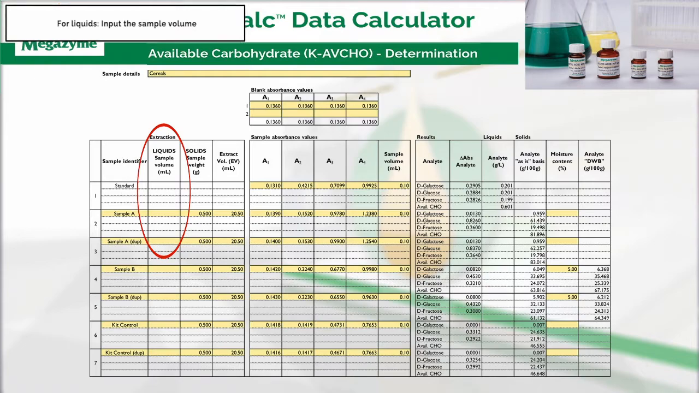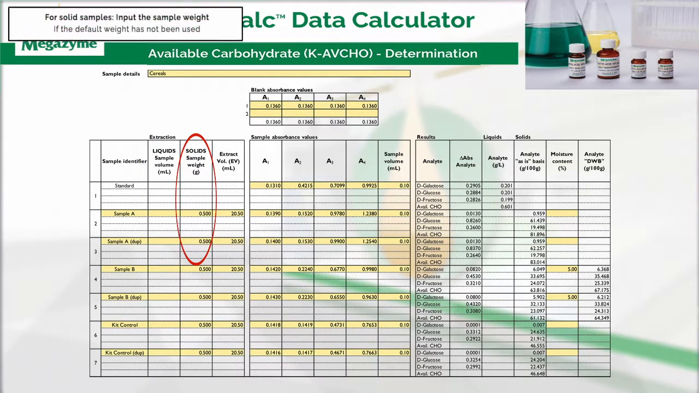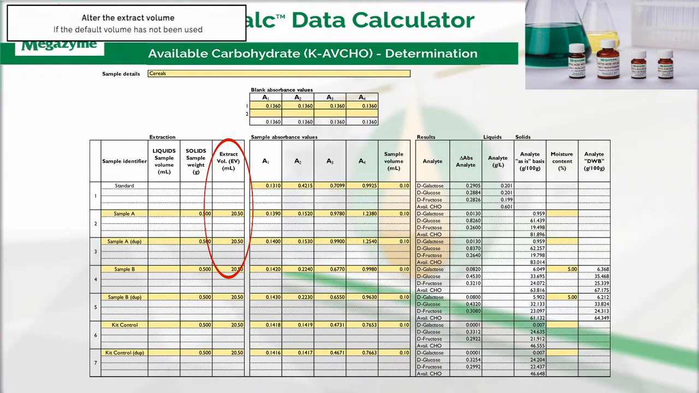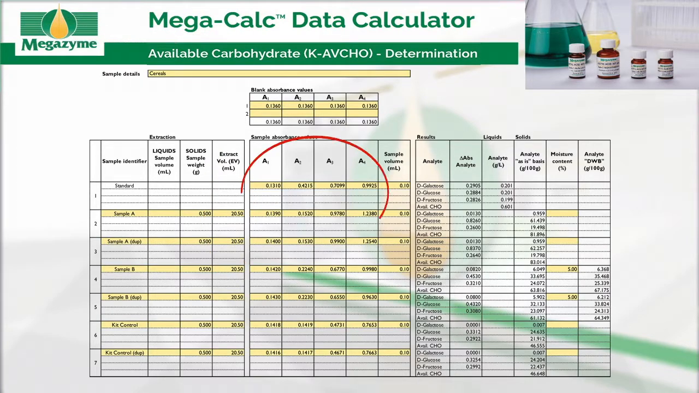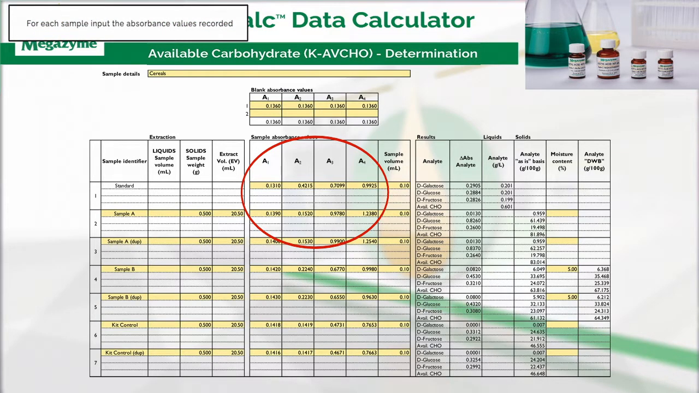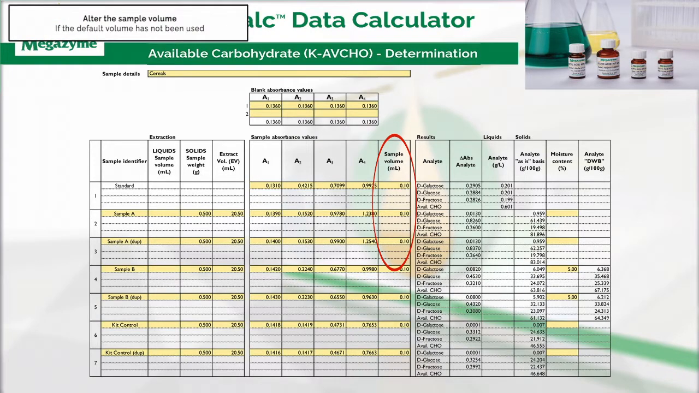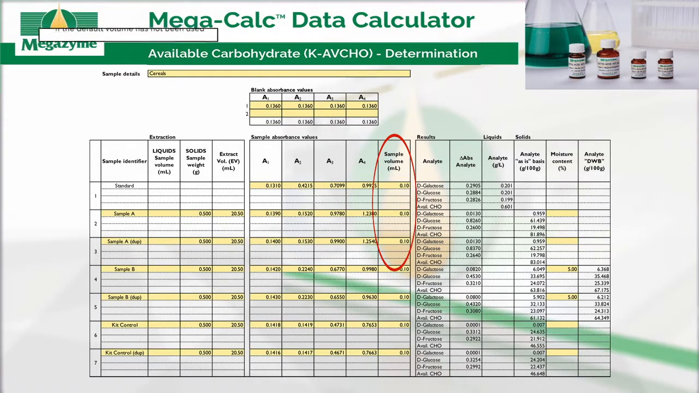If a liquid sample has been used, input the sample volume used. For solid samples, alter the sample weight, if a weight other than the default 0.5 grams has been used. Alter the extract volume if a volume other than the default 20.5 milliliters has been used. For each sample, input the absorbance values recorded. Alter the sample volume if a volume other than the default 0.1 milliliters is used.